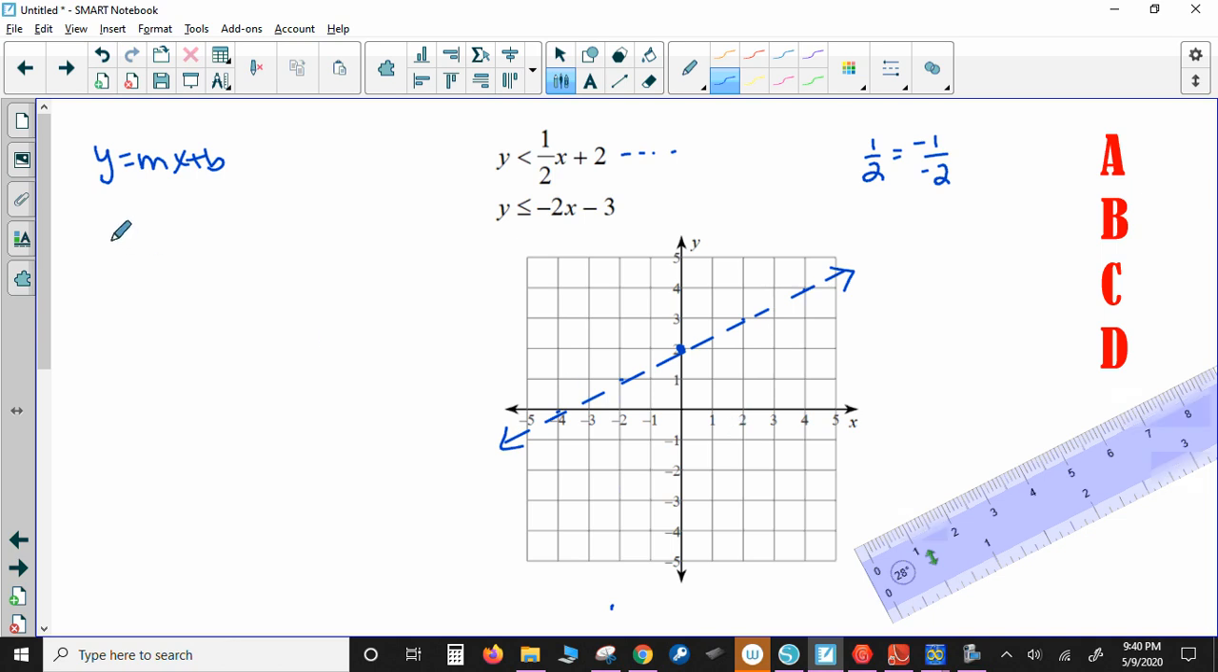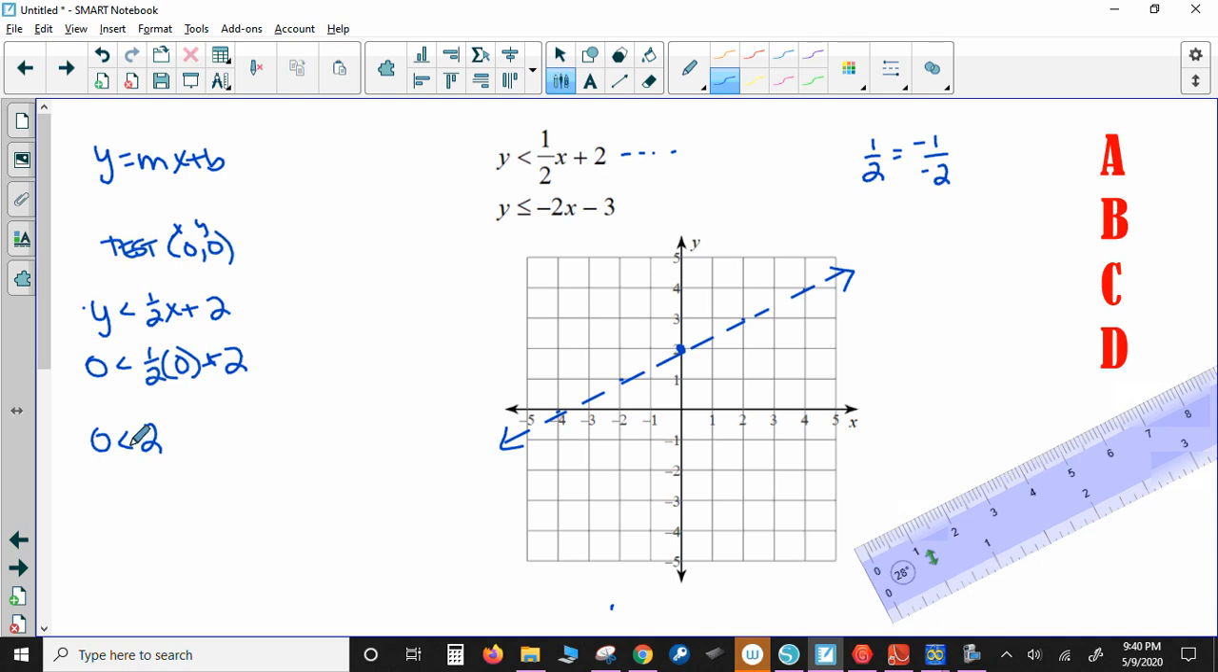All right, next up, I need to choose a test point. If my line does not go through the origin, I'm going to use the origin as my test point. (0, 0) is always going to be the easiest math. So I'm going to plug in 0 for x and 0 for y. In this inequality, y is less than 1/2 x plus 2. No matter how nasty this fraction is, nasty fraction times 0 is 0, which is exactly why we choose that. Okay, 0 is less than 0 plus 2, which is 2. Is this true? Is 0 less than 2?